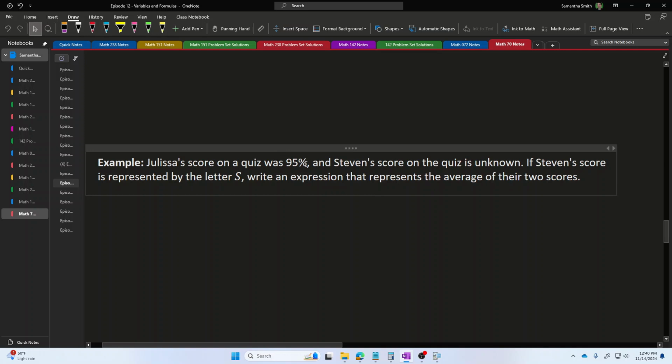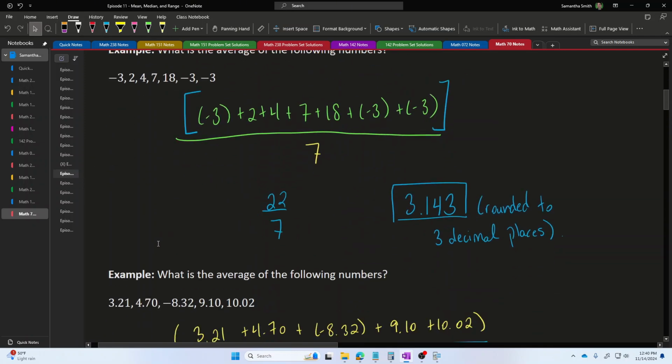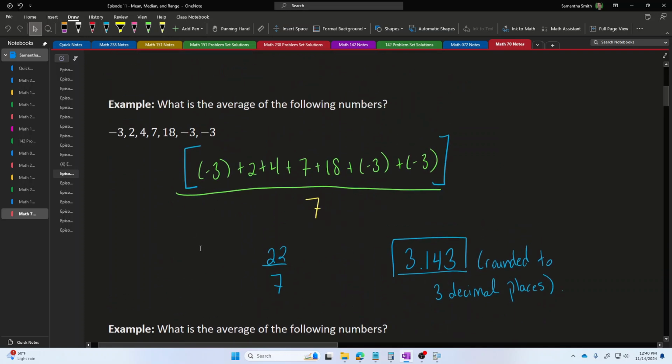If I ever found out what Stephen's score on the quiz was, what would I have to do? What actions would I have to take to find the average of these two scores? Well, I remember from episode 11 that when I was finding the average of a collection of numbers, I started by adding the two numbers together. And then once those numbers were added together, I would divide by the number of numbers that I had.